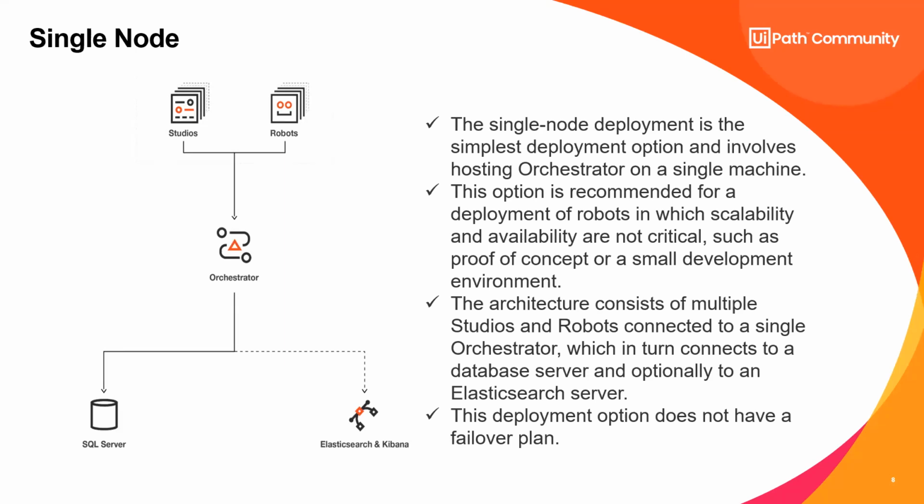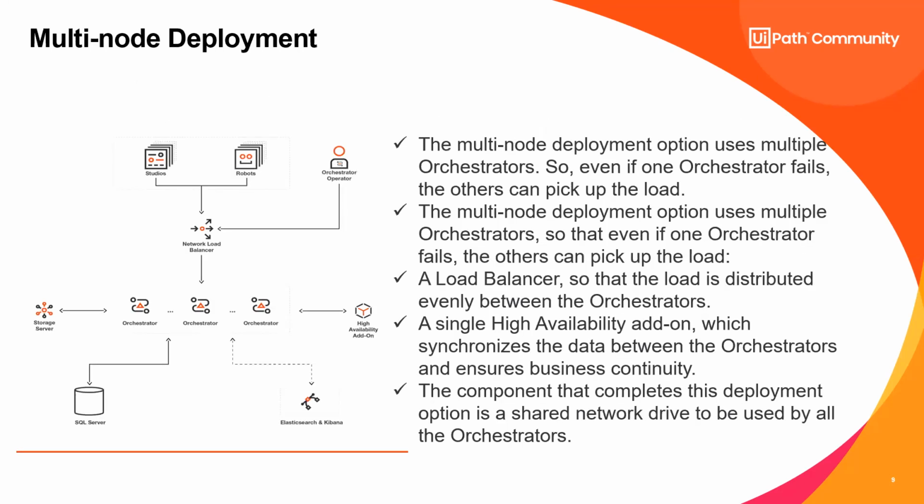All right, so let's quickly move to the other options we have available, which is multi-node deployment. In the multi-node deployment, instead of using a single instance of the Orchestrator, we are using multiple instances of the Orchestrator. So even if one Orchestrator fails, another will pick up. And this is managed by the network load balancer, right?